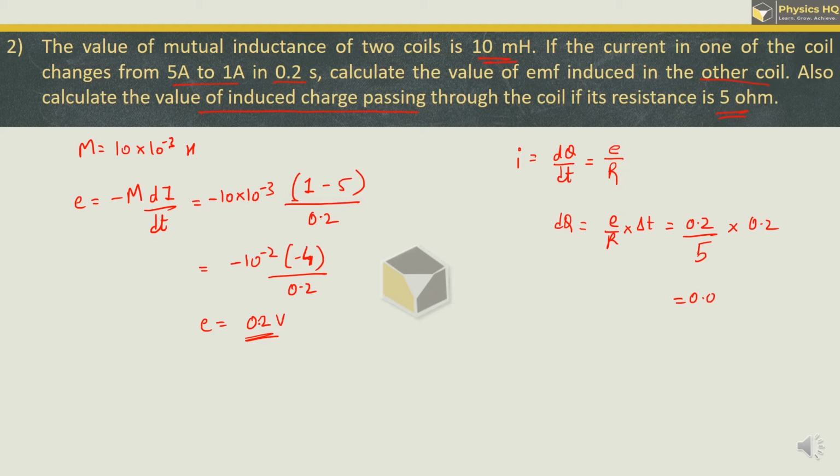So we got 0.04 upon 5, which is nothing but 40 upon 5 into 10 raised to -3, or we can write this as 8 millicoulomb. 10 raised to -3 becomes milli. Hope you all understood this. Let us check out the next MCQ.